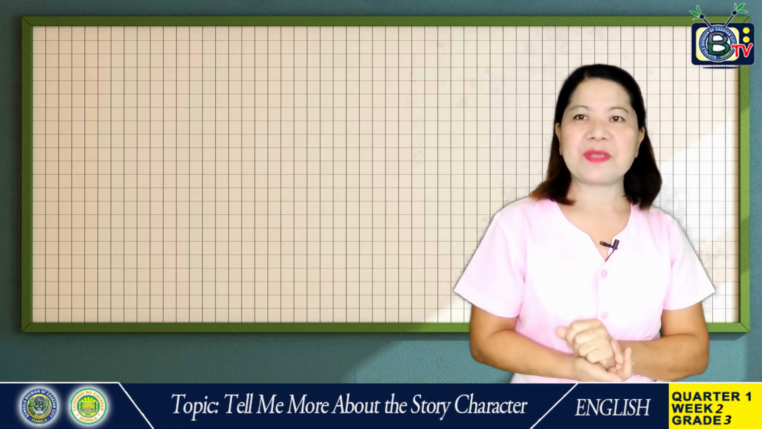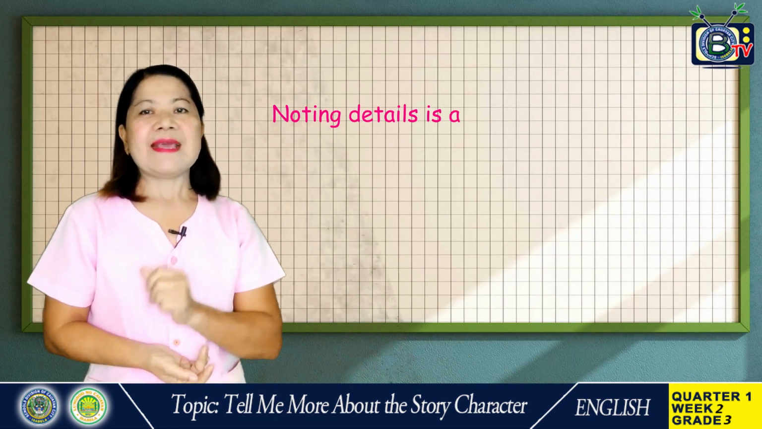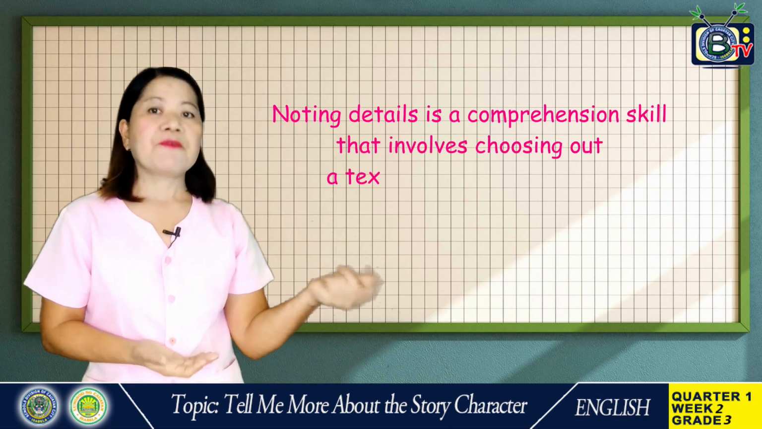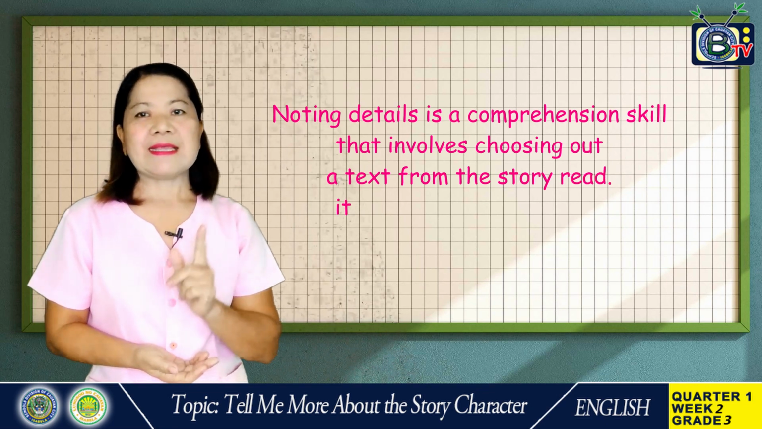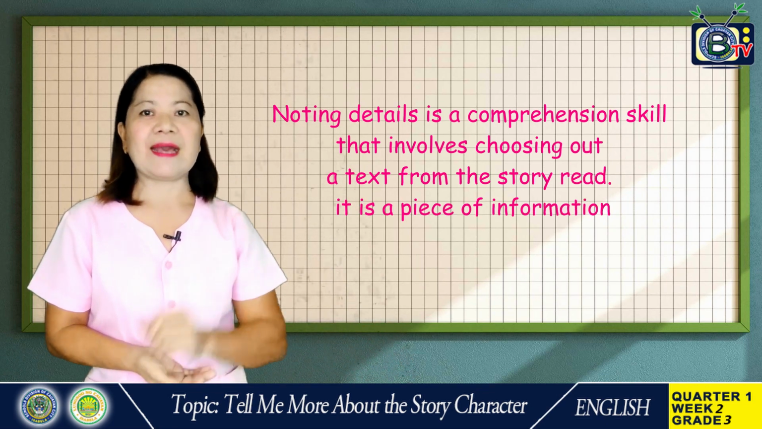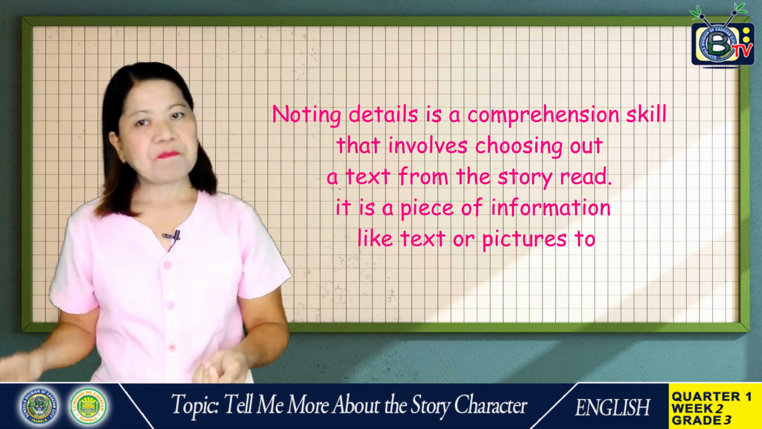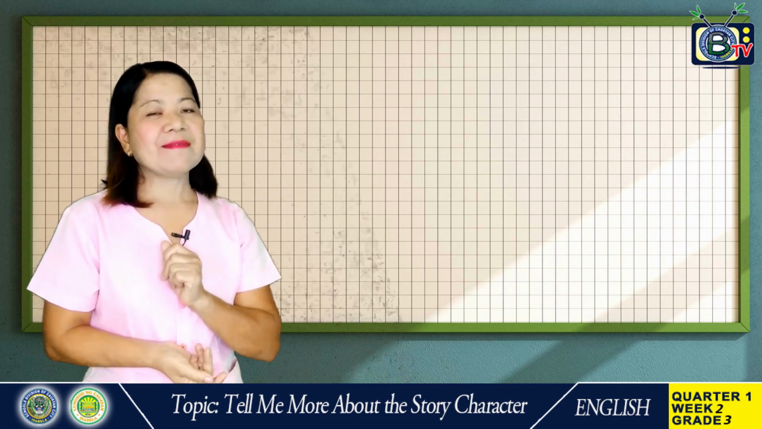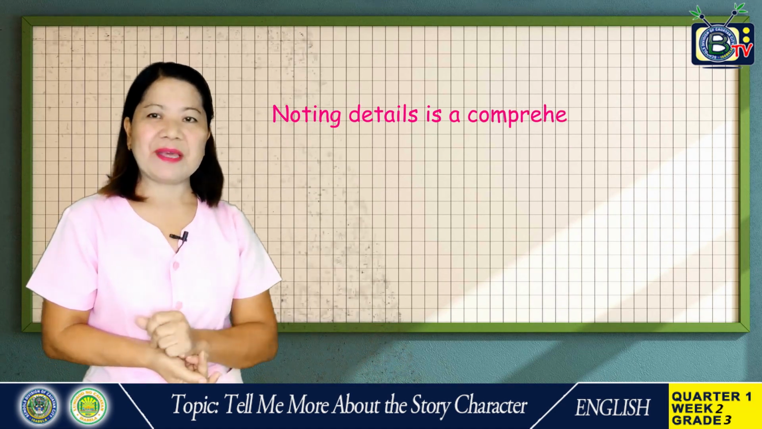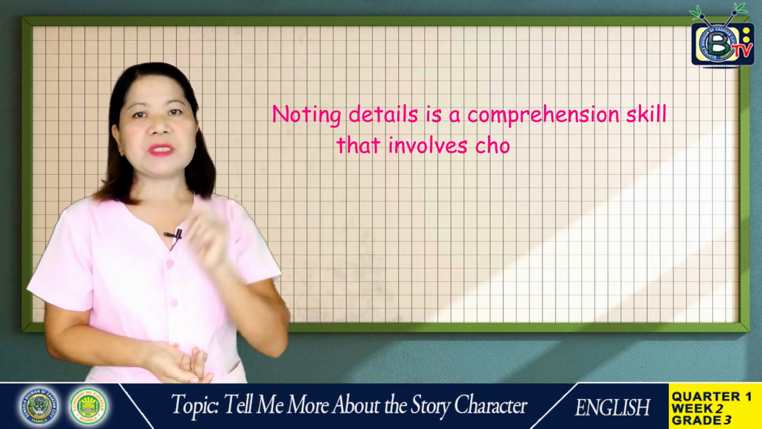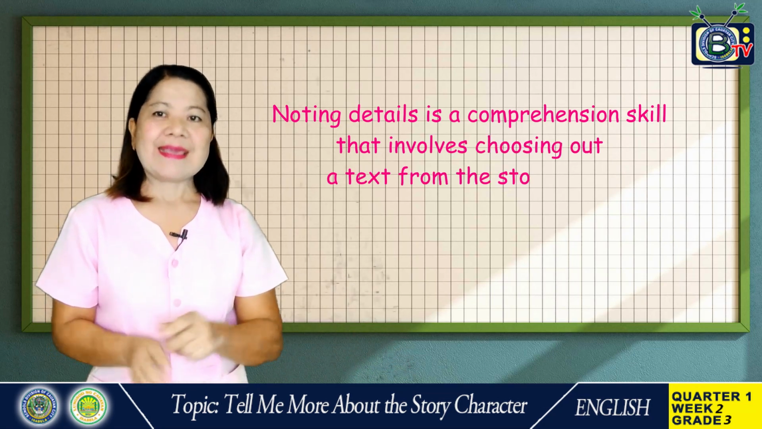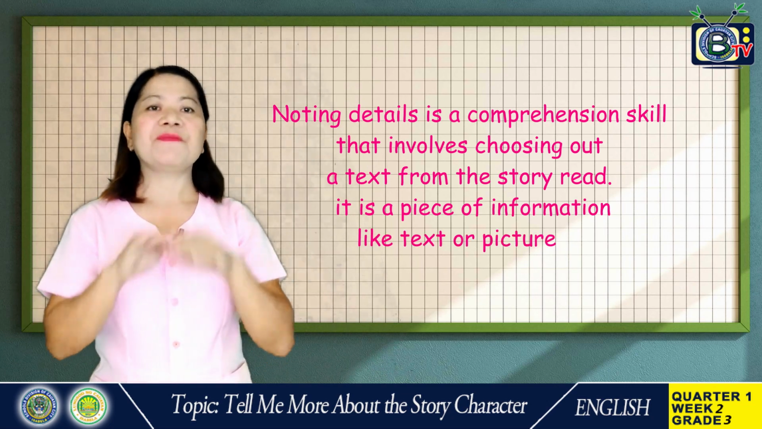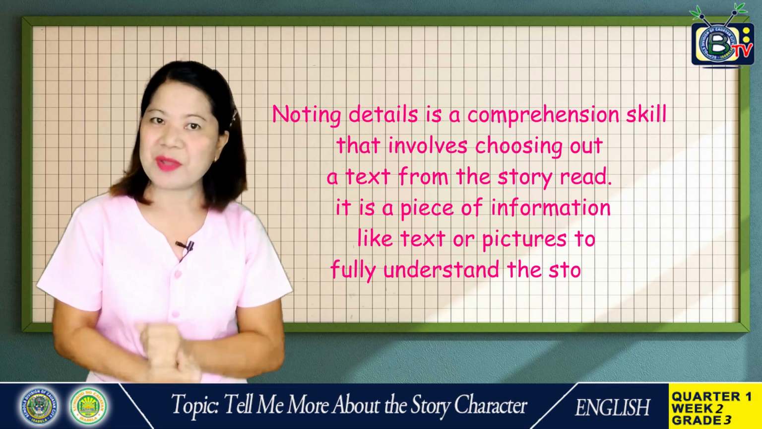Noting details is a comprehension skill that involves choosing out a text from the story read. It is a piece of information like text or picture to fully understand the story.